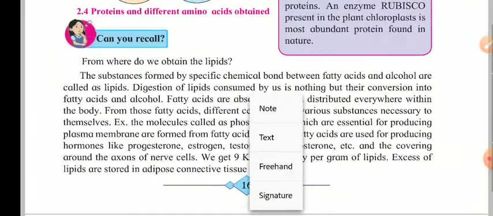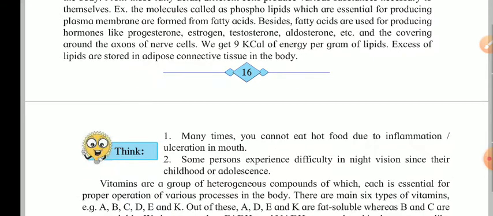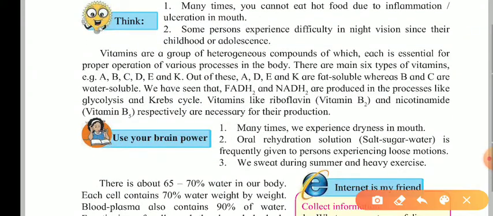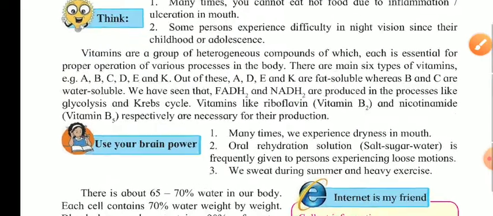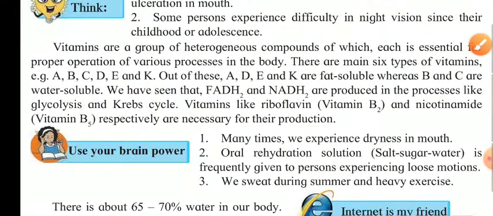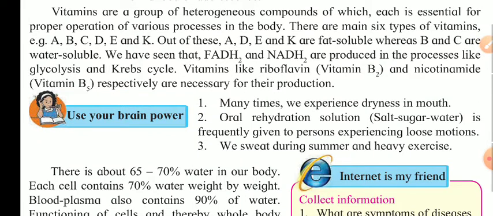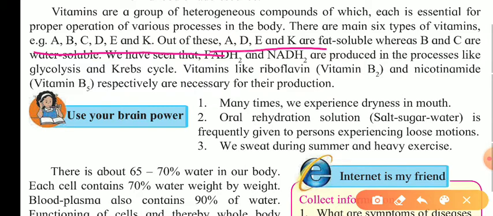Next, when we talk about vitamins: vitamins are a group of heterogeneous compounds which are essential for the proper operation of various processes in the body. There are mainly 6 types of vitamins: A, B, C, D, E and K. Out of these, A, D, E, and K are fat soluble, whereas B and C are water soluble, meaning B and C can dissolve in water.